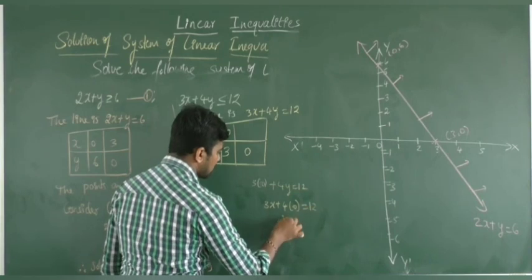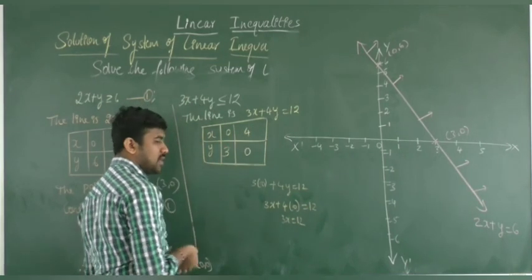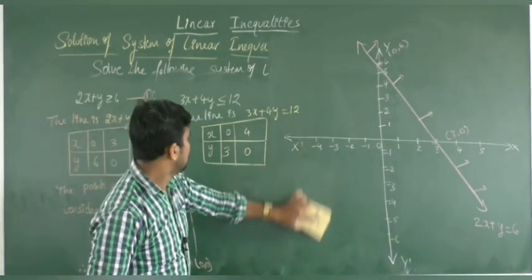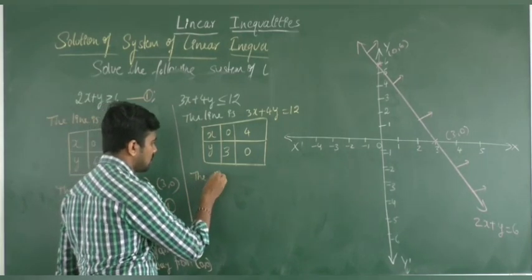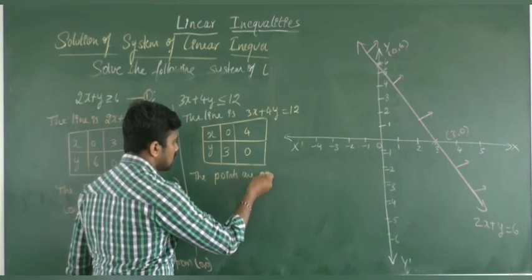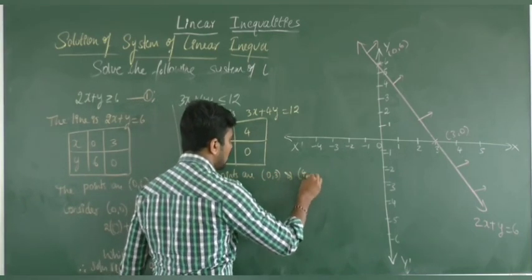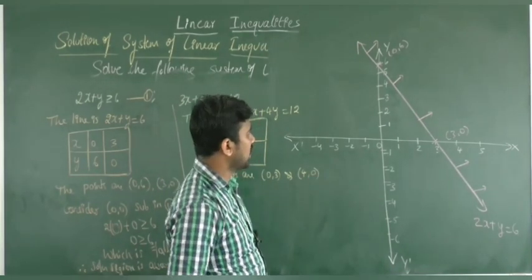So 3x is equal to 12, x is equal to 12 by 3, that is nothing but 4. So the points are 0 comma 3 and 4 comma 0. Okay, where is the point?